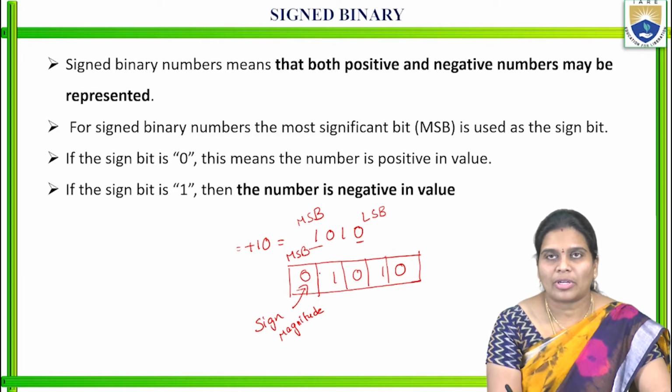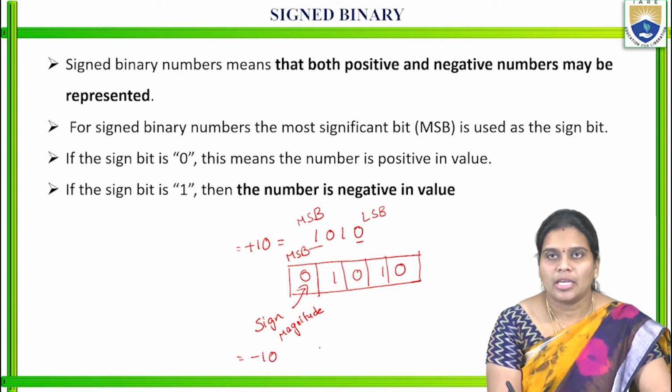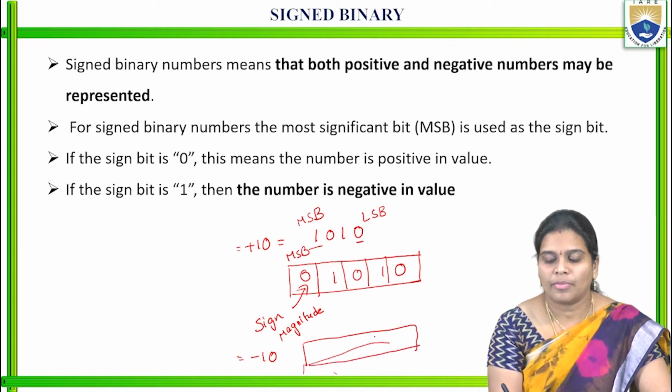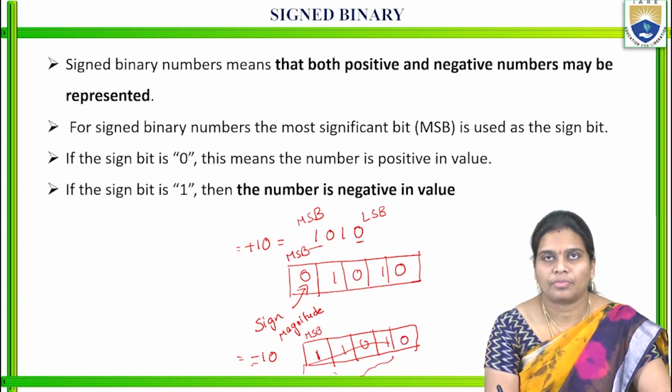Now I want to write -10. In the MSB bit we represent the sign. Here the sign is negative, so it is indicated as 1. This is the MSB bit, and the remaining bits are 1010. This is the magnitude representation.